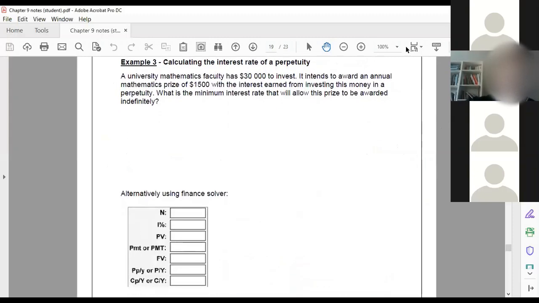Example 3. All right, let's change to the red. Okay. University Mathematics faculty has $30,000 to invest. It intends to award an annual mathematics prize, and it's an annual prize, so yearly prize, that's what annual means, of $1,500 with the interest earned from investing this money in a perpetuity.